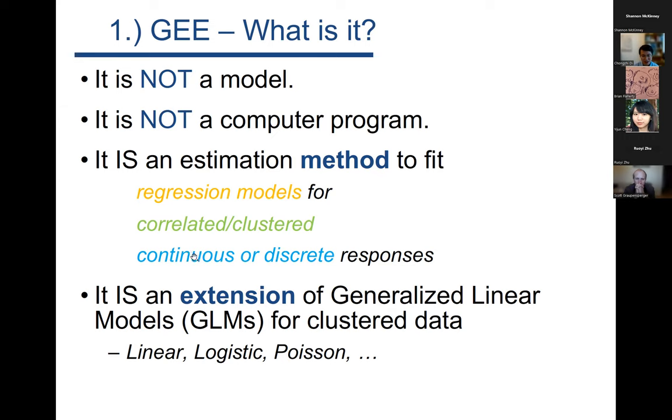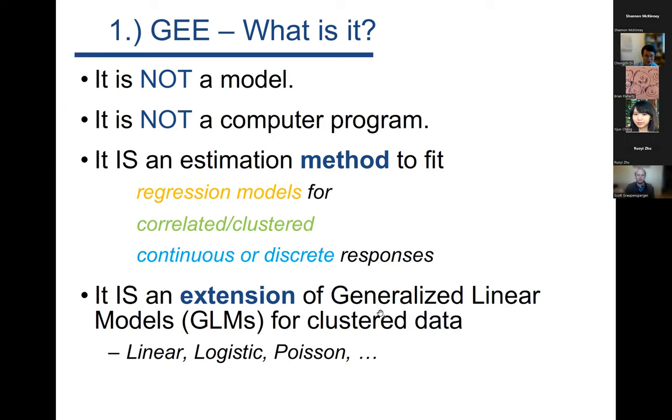And then the response can be continuous, it can be discrete. Again, I'll go into each of these points in more detail later. But just to clarify, this is not really a model. We typically call this model a longitudinal model or a marginal regression model. And GEE is really one estimation method to help us obtain the regression coefficients and do some inference. It is an extension of generalized linear models for clustered data. So again, as I said, generalized linear models is really a very large family. Did I hear something? Did anybody ask a question? No, okay.